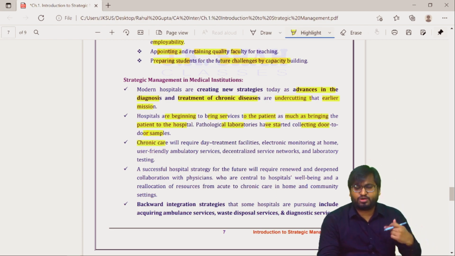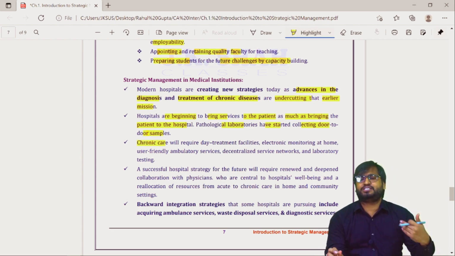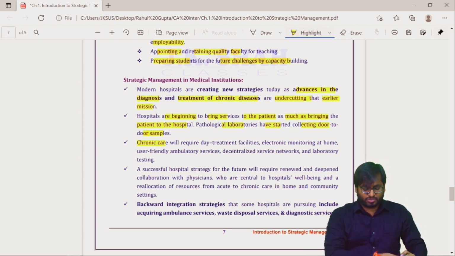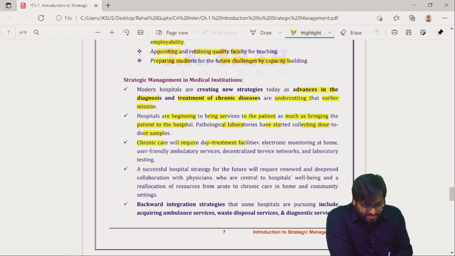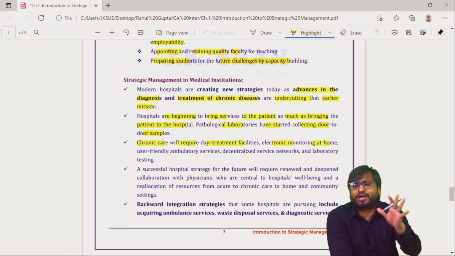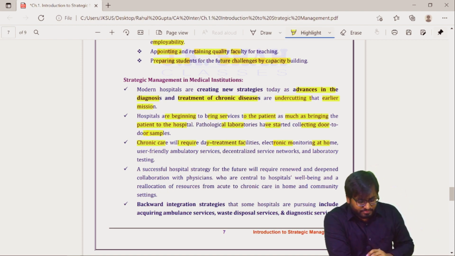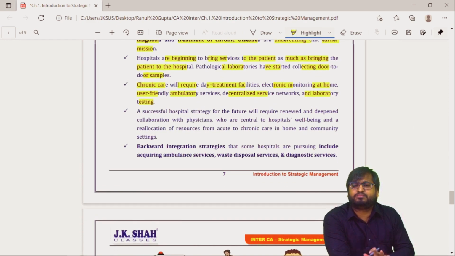Chronic care. What do you mean by chronic care? Those diseases which will be requiring treatment for multiple years. So even chronic care will require day treatment facility, electronic monitoring at home. All these will be given to you at home. Need not worry. You don't come to hospital. We will come to you. User-friendly ambulatory services, decentralized laboratory testing. All this is given at home.